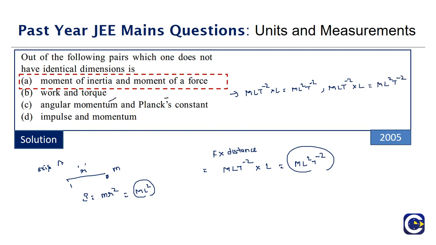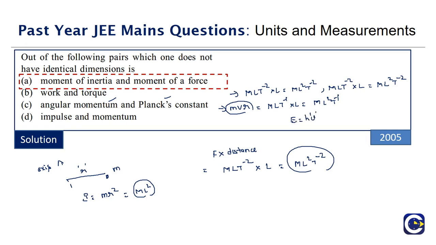Angular momentum and Planck's constant. Again, if you see angular momentum for a particle of mass m, which is moving with a speed v in a circular path of radius r, the angular momentum will be given by mvr. So the dimensional formula will be MLT^-1 into L, which is ML^2T^-1.